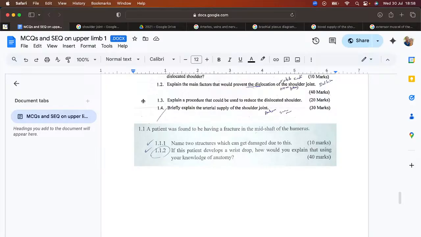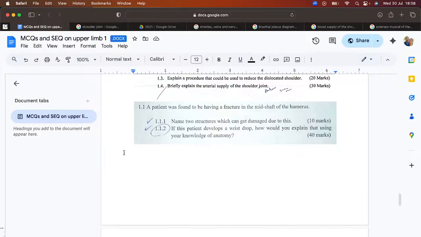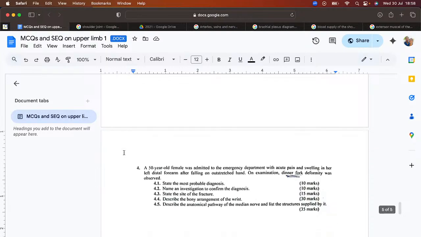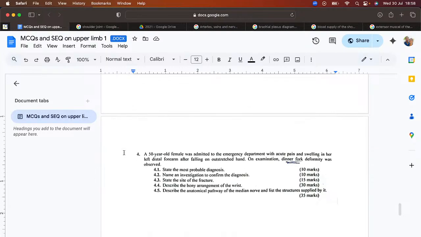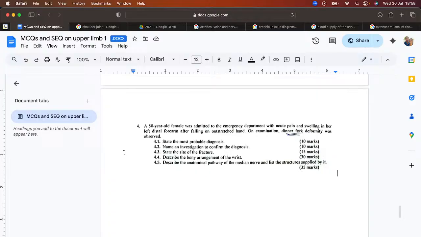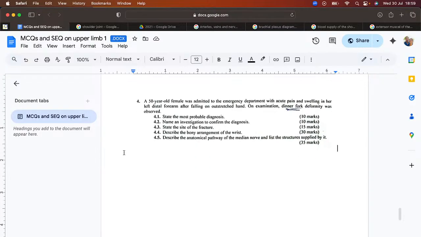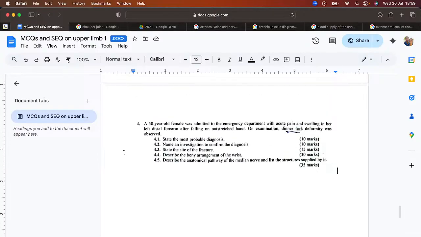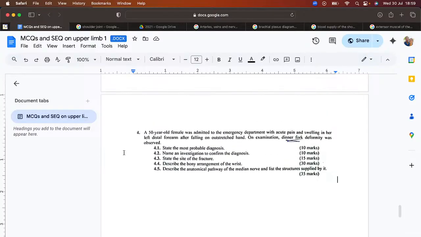So that's something that you can write down here, and you can say that there is unopposed action of the flexor muscles, which makes it difficult to make a fist. That's an additional point that maybe you can write down here. Okay, and I think this is the last question I have for today.